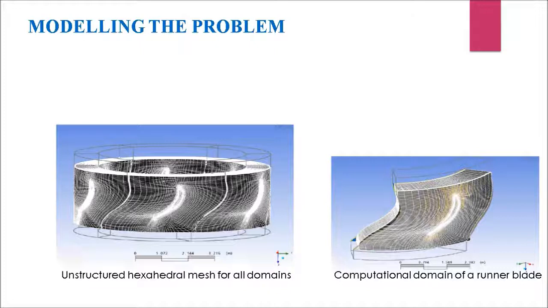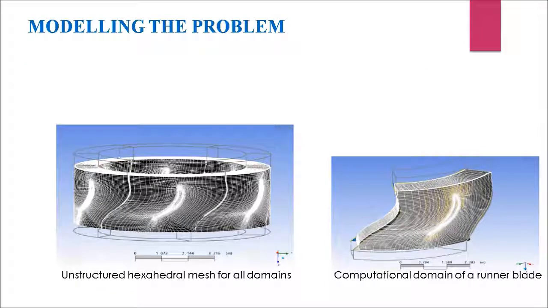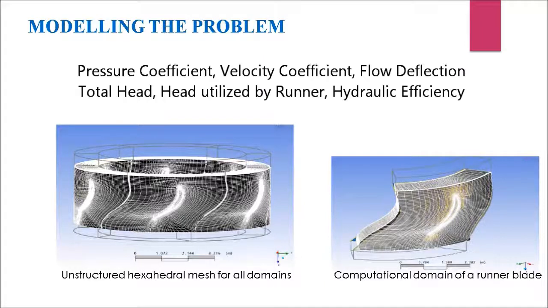Moreover, it has been proved that it has improved performance for the flows that involve the following. First, boundary layers under strong adverse pressure gradients or separation. Second, rotation and recirculation. Third, strong streamline curvature. Moreover, we will also be looking at some coefficients that will be helpful in plotting graphs after the simulation is over, like pressure coefficient, velocity coefficient, flow deflection, total head utilized by the runner, and hydraulic efficiency.